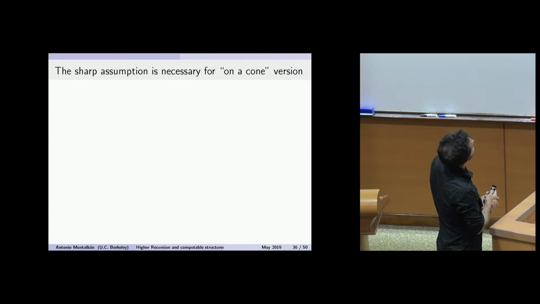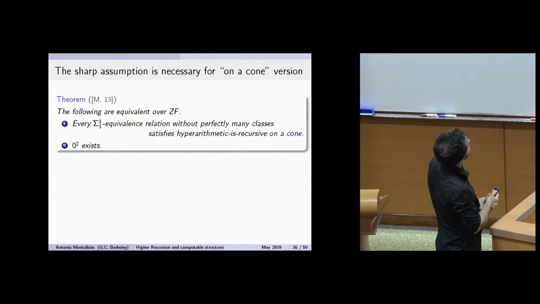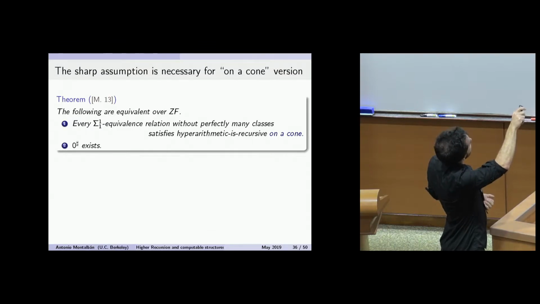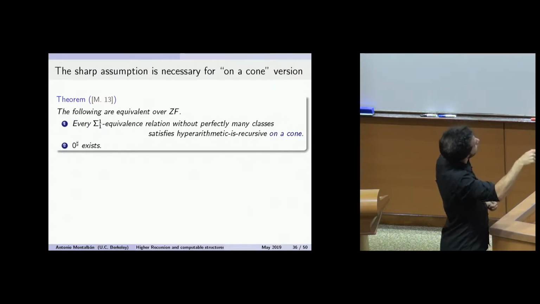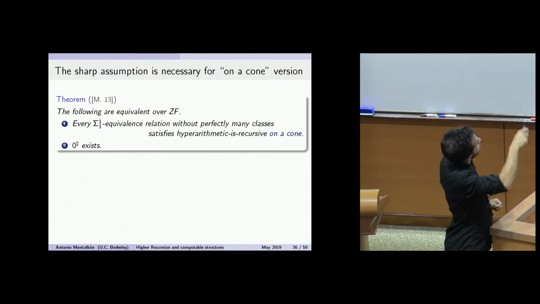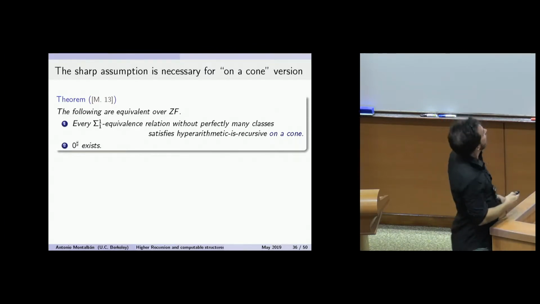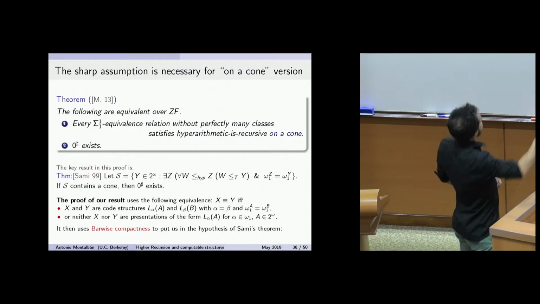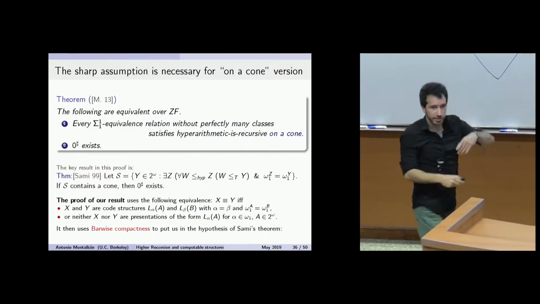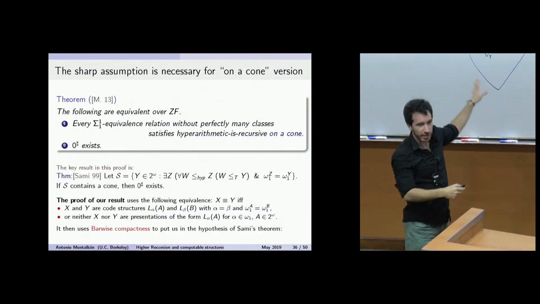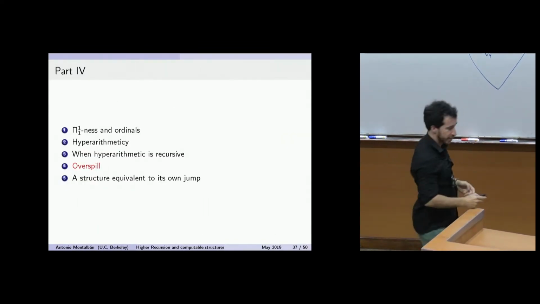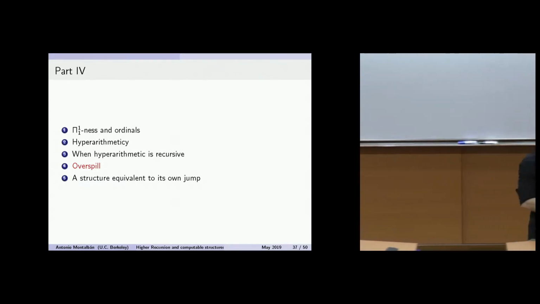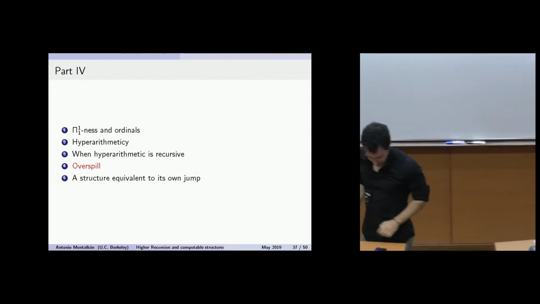Okay, so let me quickly say, this zero sharp assumption, so this is a proof in that same paper. The zero sharp assumption is necessary if you want to state it on a cone. So stating it on a cone is equivalent to zero sharp exists. I'm not going to go through the proof. I'm just going to say that it uses somewhere there bar-wise compactness, which is the next section. So somewhere in the paper is an application of bar-wise compactness. Let me move on very quickly before you start reading it, and start with the next topic. Or you can ask me later if you want.